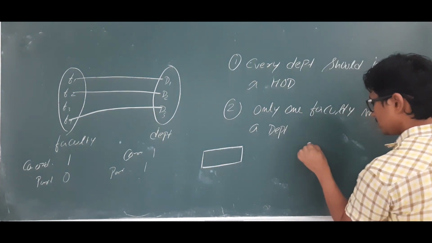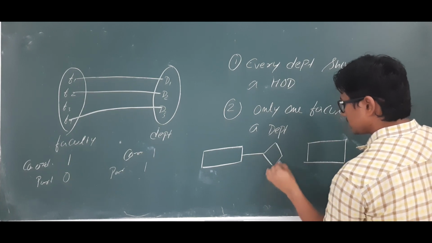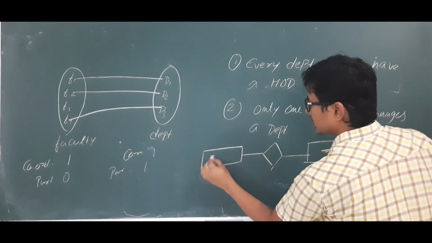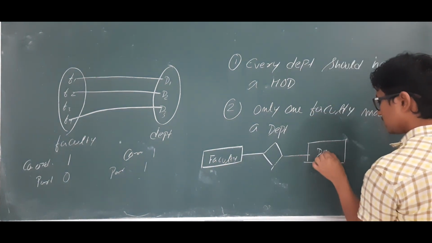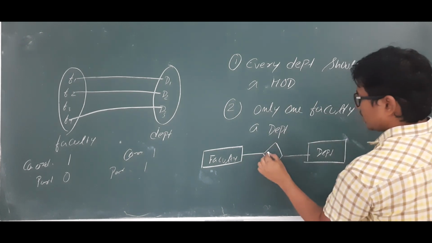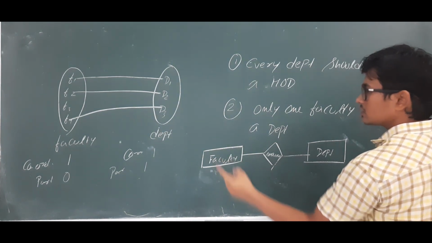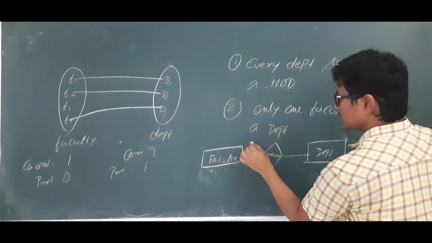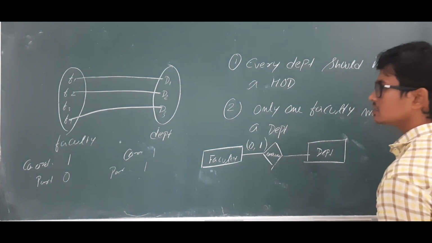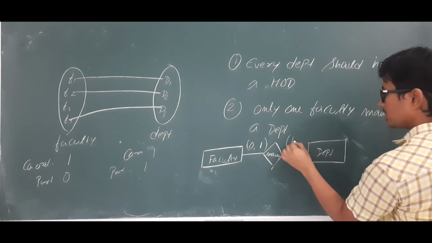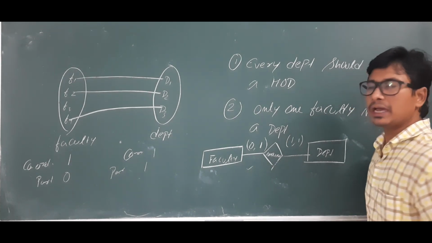Okay, you have 2 entities, where one entity is the faculty and another entity is the department, and the relationship name is manages. Manages the department. So the minimum value for the faculty is 0. What is the maximum value? 1. Minimum is participation, maximum is cardinality, and the minimum value and maximum value for the department is 1. So this is the min-max representation.